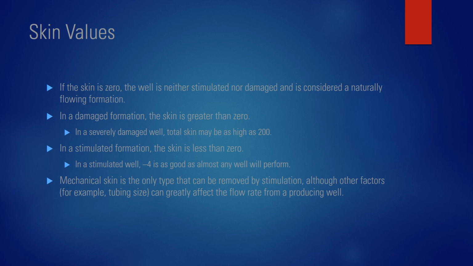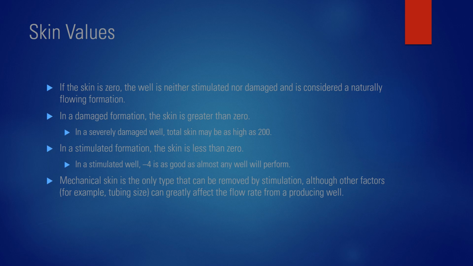If the skin is zero, the well is neither stimulated nor damaged and is considered a naturally flowing formation. In a damaged formation, the skin is greater than zero. In a severely damaged well, total skin may be as high as 200. In a stimulated formation, the skin is less than zero. In a stimulated well, -4 is as good as almost any well will perform.